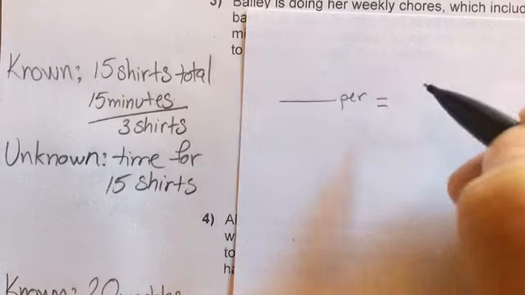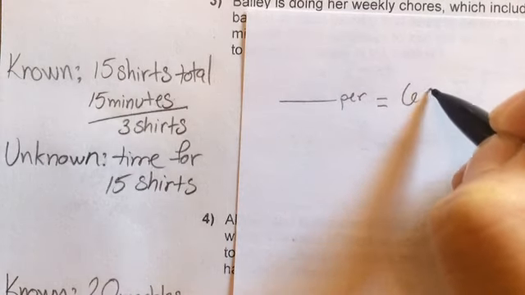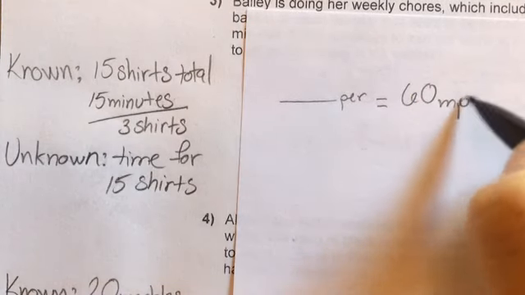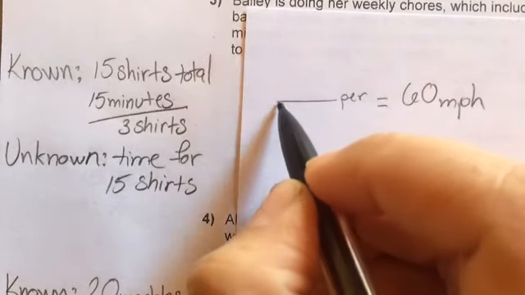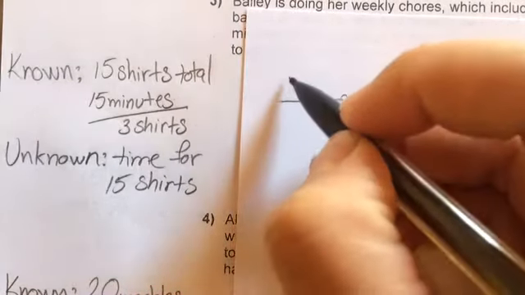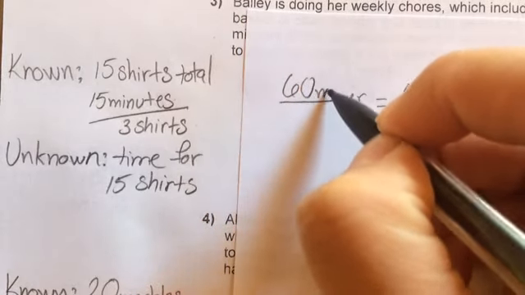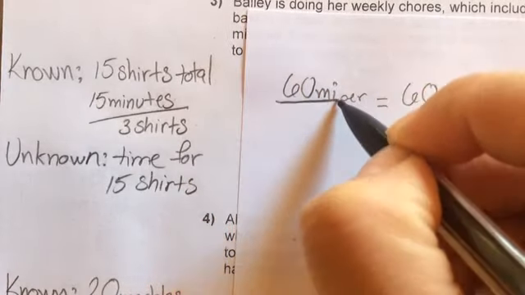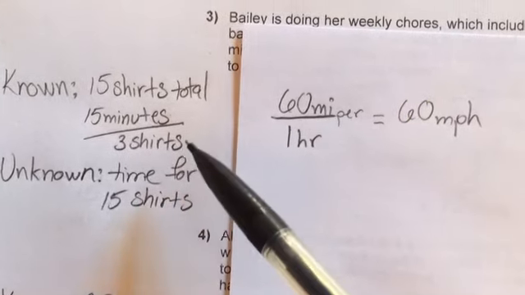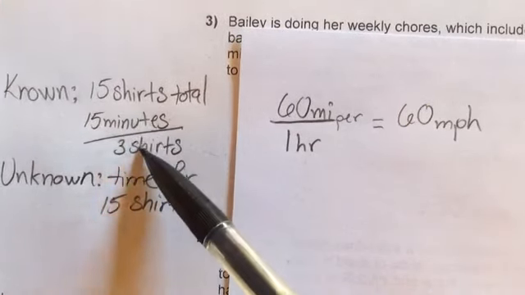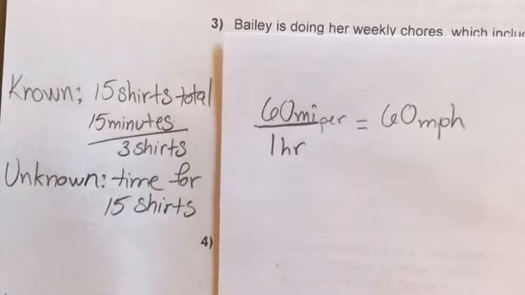The example I used in the last video was if I'm driving 60 miles per hour, I can also write that in fraction form because the bar can be read as per, like this, 60 miles per 1 hour, right? So when I set up a rate, I can set it up as a fraction. 15 minutes per 3 shirts.